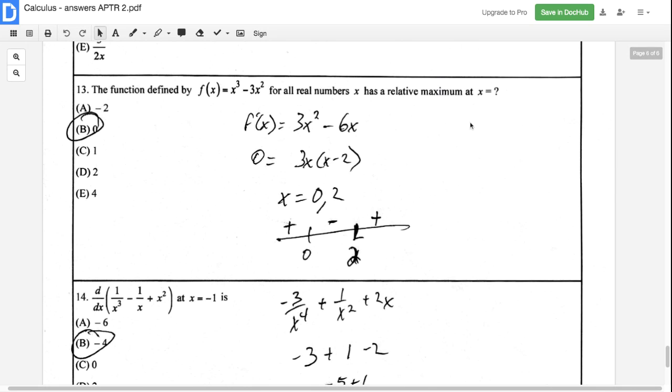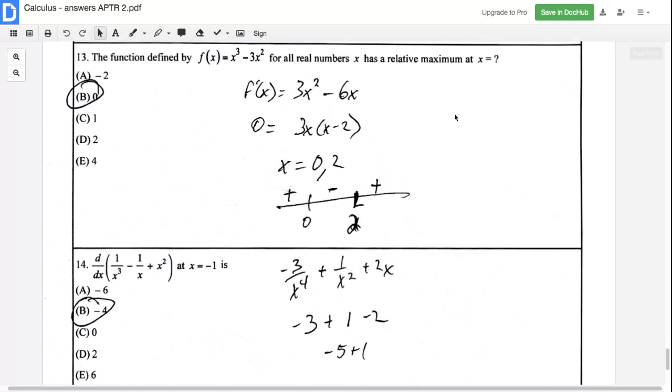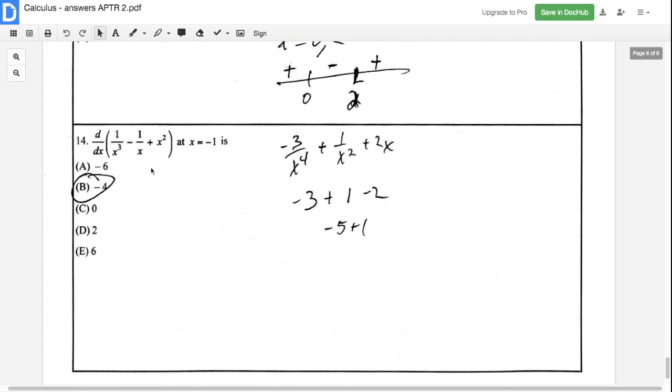Okay, and remember, if this said maximum value, you would have to take your x value and plug it into the original to get a y value. Remember, if you see the word value, that means it wants a y value as an answer, so don't forget that. All right, 14, take the derivative of this thing.